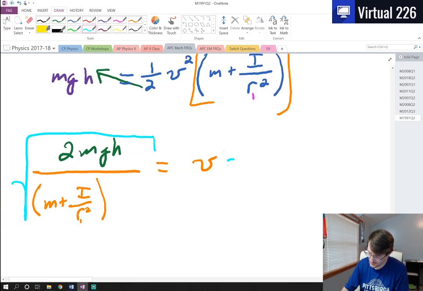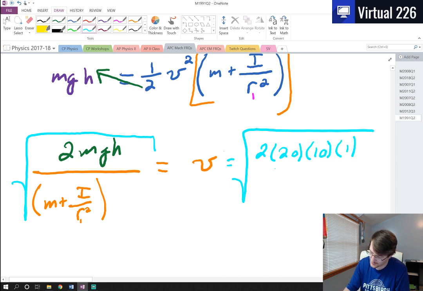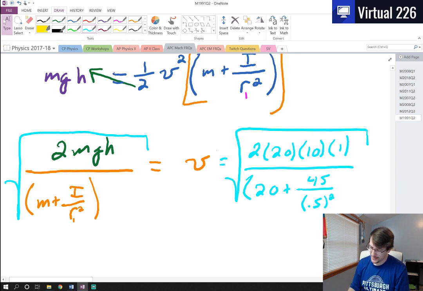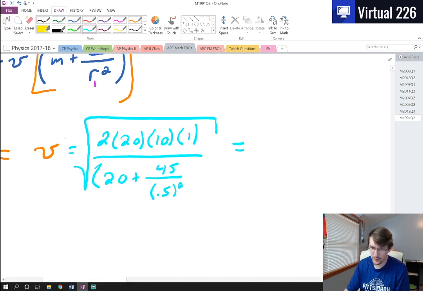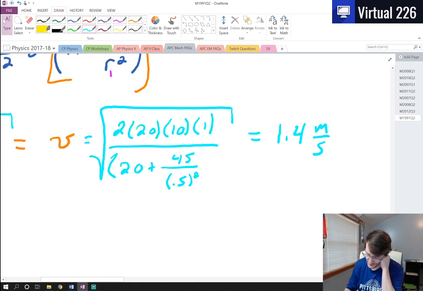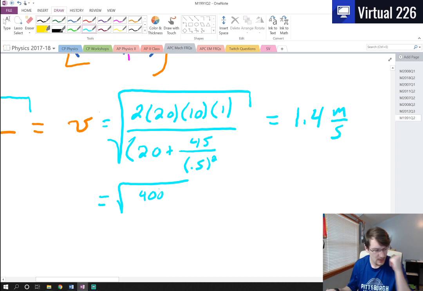Plugging in some numbers here, this will be the square root of 2 times 20 times, let's just say g is 10, times 1, all over 20 plus 45 over the quantity of 0.5 squared. And you throw that through a calculator, and you should get a value of around 1.4 meters per second. Our numerator here will be about 400. And our denominator, 0.5 squared will give us 0.25, and then 45, a quarter of that's 11 and a little bit, so plus 20. So 400 divided by that gives us about 12.